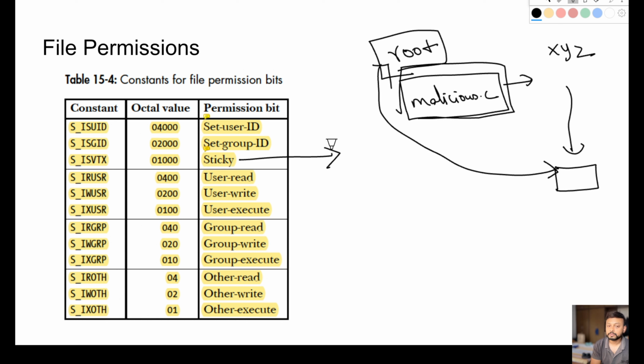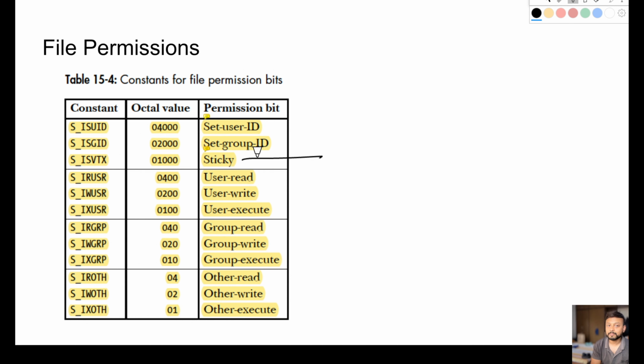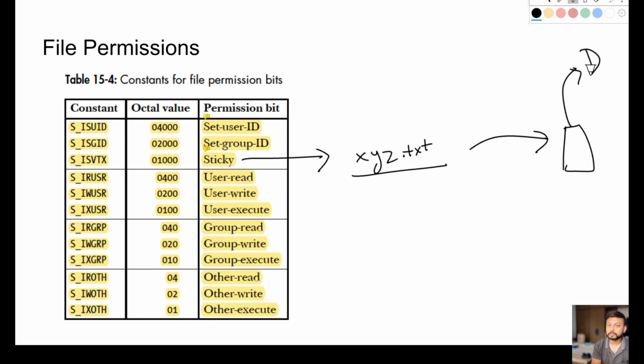A sticky permission bit, if it has been set on a file, say xyz.txt, then this file would be avoided from being moved out of RAM into the disk, into the swap space. It sticks in the RAM so that the running program has immediate access to this file and it is never swapped out onto the disk.